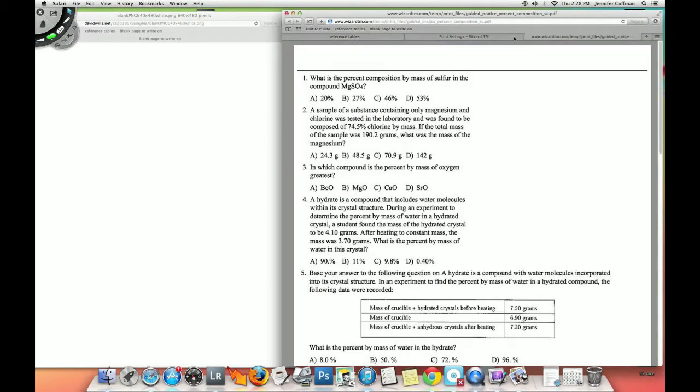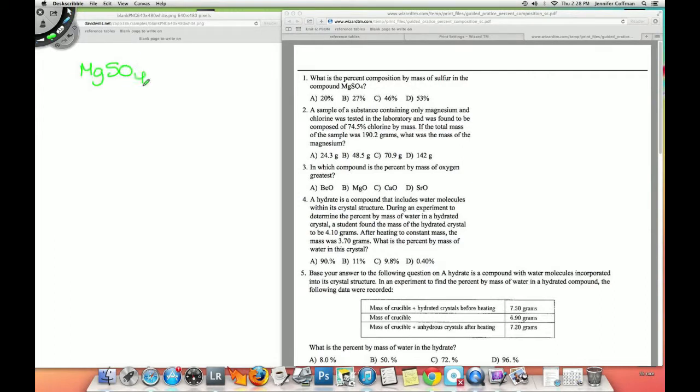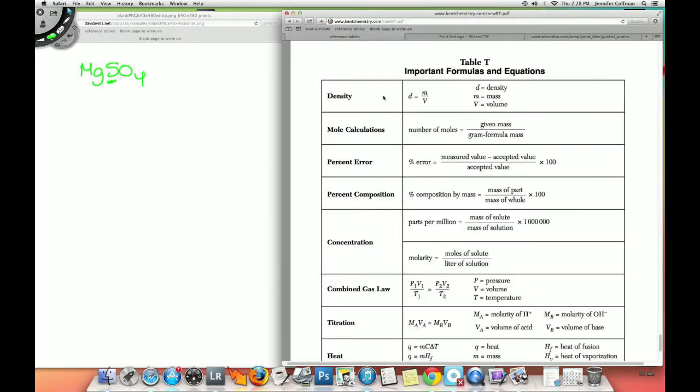So let's take a look at what they're asking. Percent composition by mass of sulfur in the compound MgSO4. I'm going to write MgSO4, and I want the percent of sulfur. That's the part we're looking for. If you go back to your reference tables, the mass of the part is going to be the mass of the sulfur, and we need to figure out what the mass of the whole thing is.